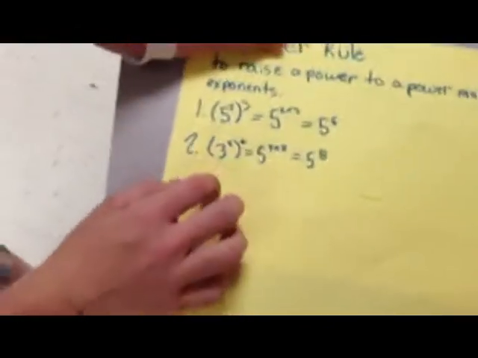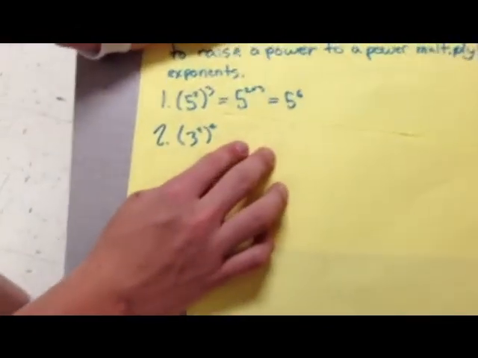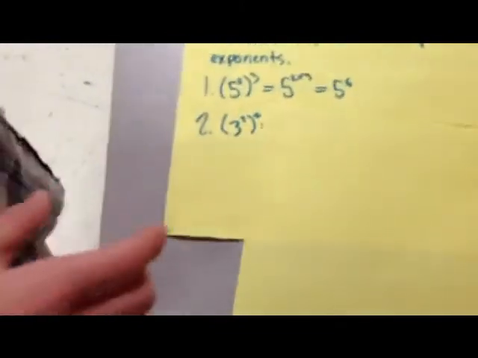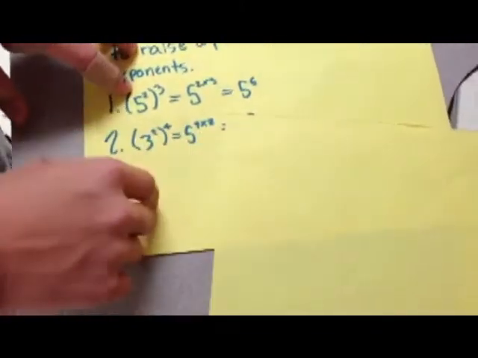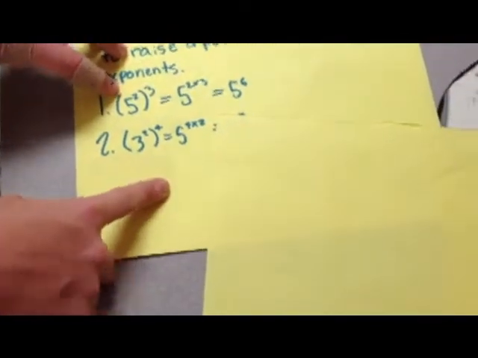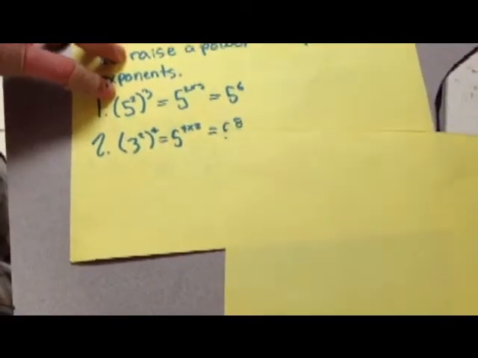Okay, let's go. So we have 3 squared in parentheses to the 4th. That equals 3 to the power of 2 times 4, and we all know that 4 times 2 equals 8, so our answer will be 3 to the 8th power.